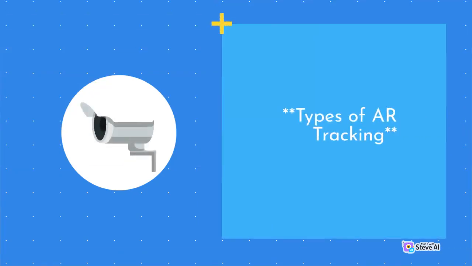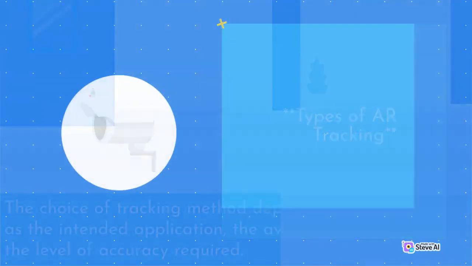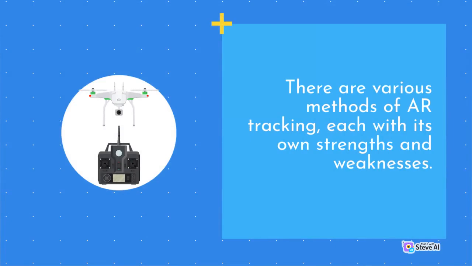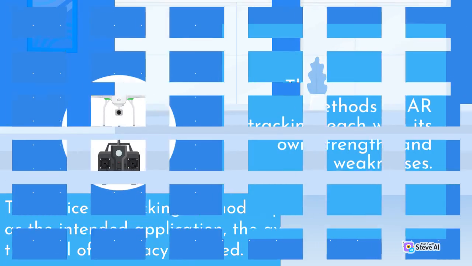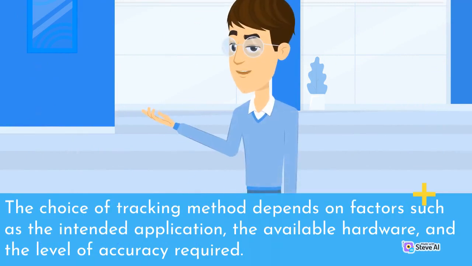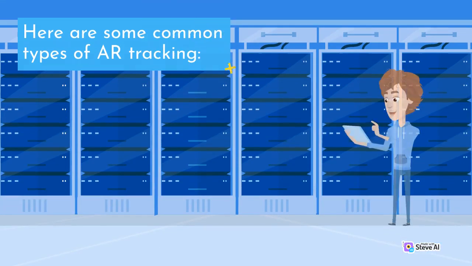Types of AR tracking. There are various methods of AR tracking, each with its own strengths and weaknesses. The choice of tracking method depends on factors such as the intended application, the available hardware, and the level of accuracy required. Here are some common types of AR tracking.